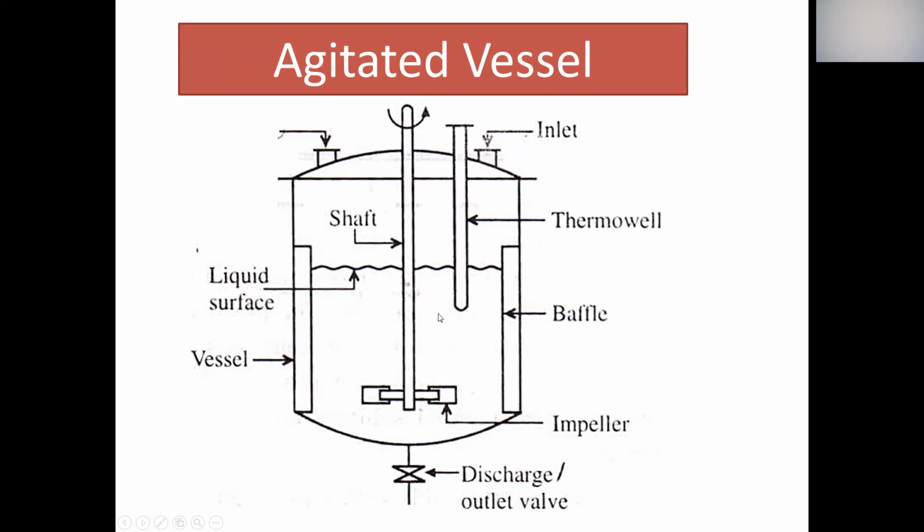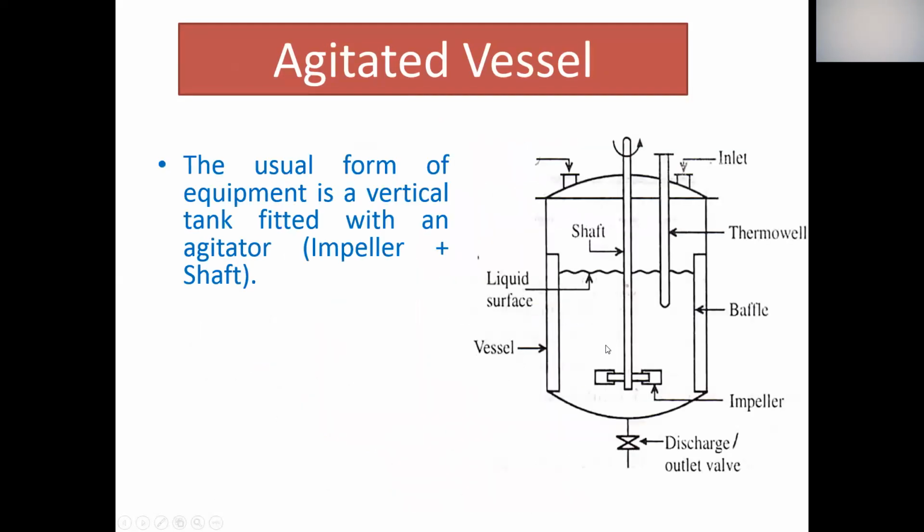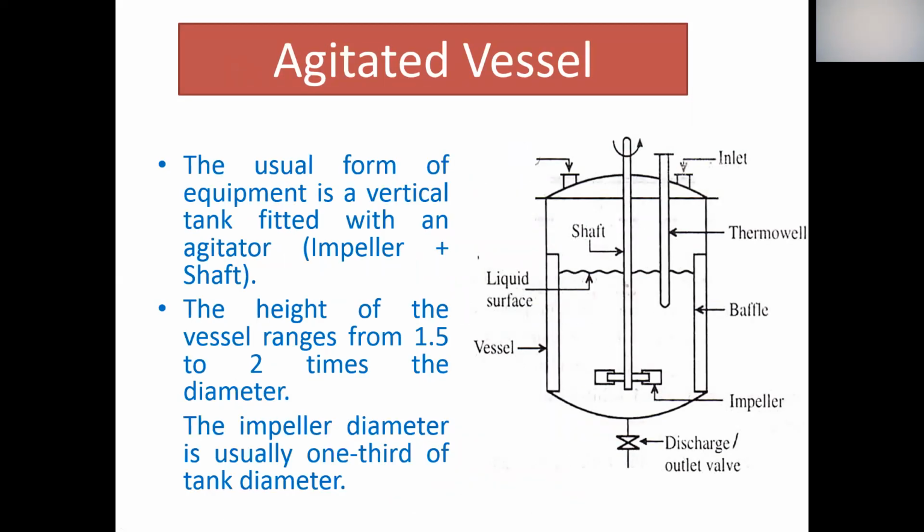Then the thermal well, if you want to measure the temperature of this liquid, then a thermal well is provided, from which you can dip the thermometer and measure the temperature. Of course, inlet is provided at the top and discharge portion is provided at the bottom. So this is the agitated vessel.